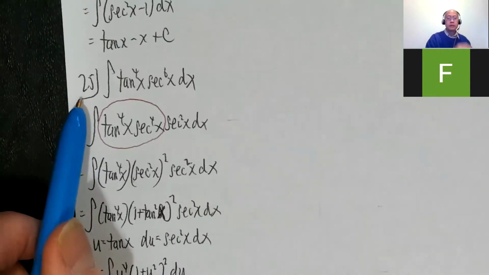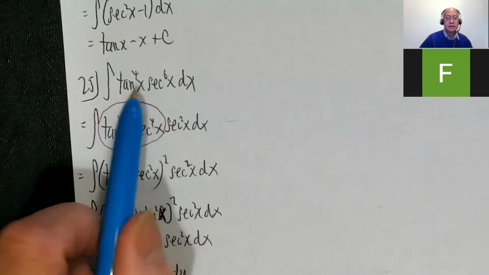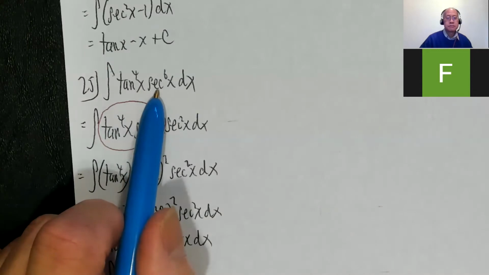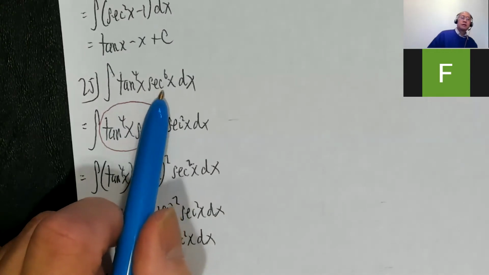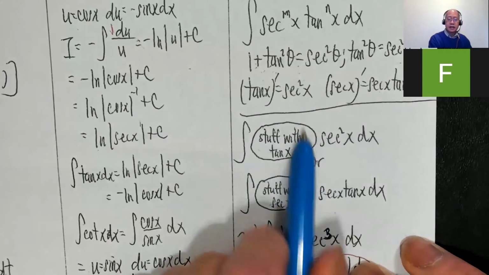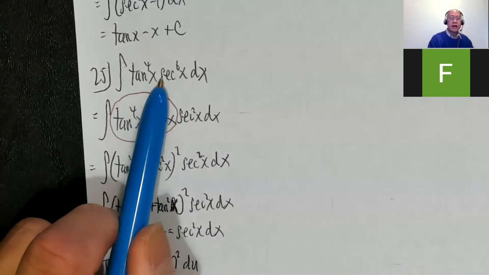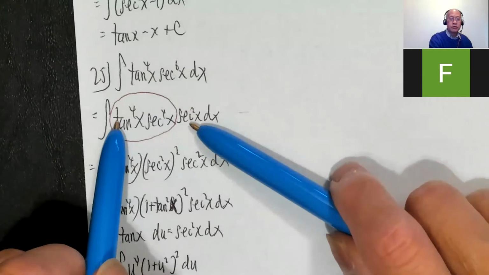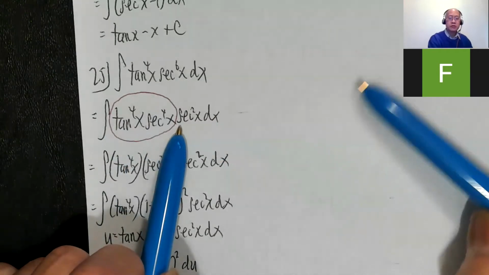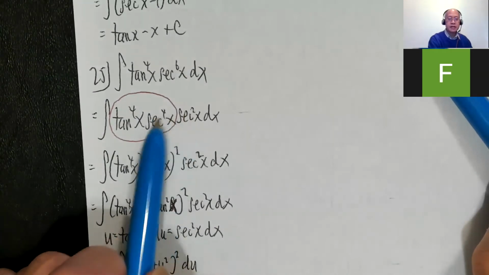Okay, 25. Tangent to the fourth, secant to the sixth. Well, I've got a secant to the sixth. That leads me to believe I can probably make it a secant squared x and then make all this stuff involve tangent. Tangent to the fourth, secant to the sixth. So I'm going to write it as this. Tangent to the fourth, secant to the fourth times secant squared. Right? This is secant to the sixth.